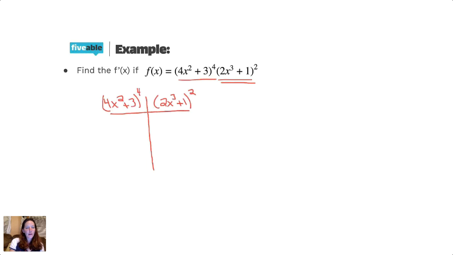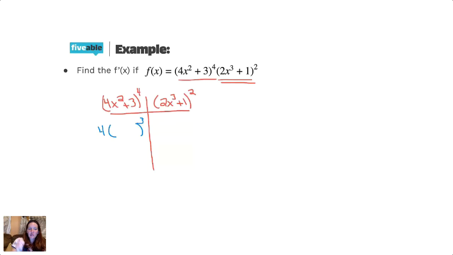All right, let's see where you are. So I've written down my two functions here. Now I need to take their derivatives. So we've got the chain rule. The outside of my first one is something to the fourth power. So if I took the derivative of that, I would get 4 times something to the third power.